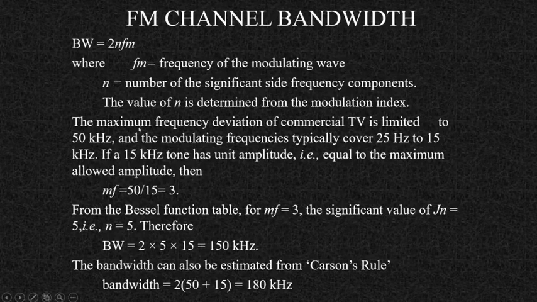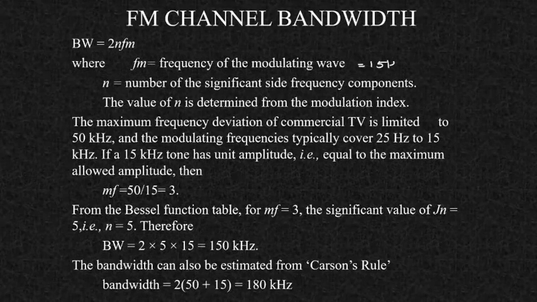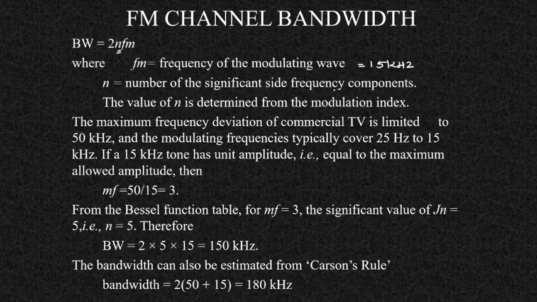Okay. How do we calculate the bandwidth in an FM channel? It's 2 n fm, where fm is the frequency of the modulating wave. Though we are talking that our frequency is from 20 hertz to 20 kilohertz, our audio signal does not exceed more than 15 kilohertz, okay. And n is nothing but the number of significant frequencies, the number of side bands. As in amplitude modulation you have only two side bands, but in frequency modulation your sidebands will depend on the modulation index.